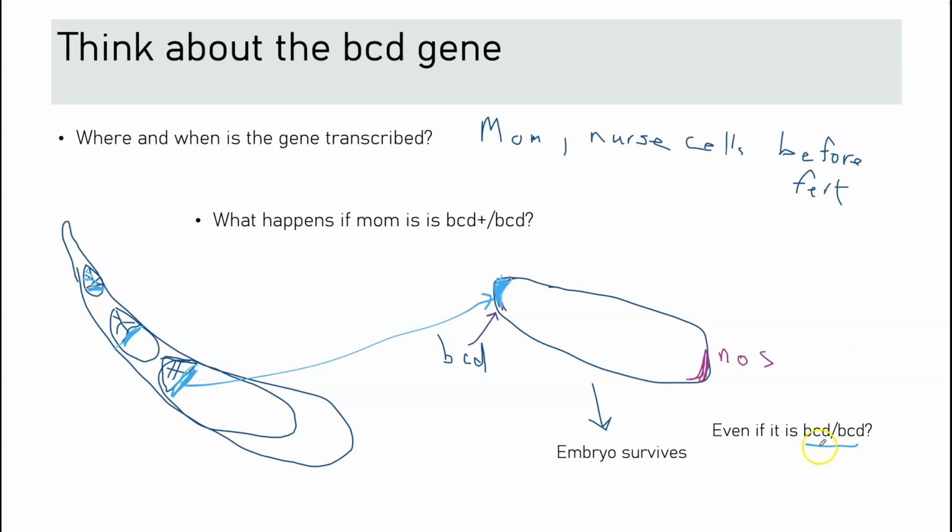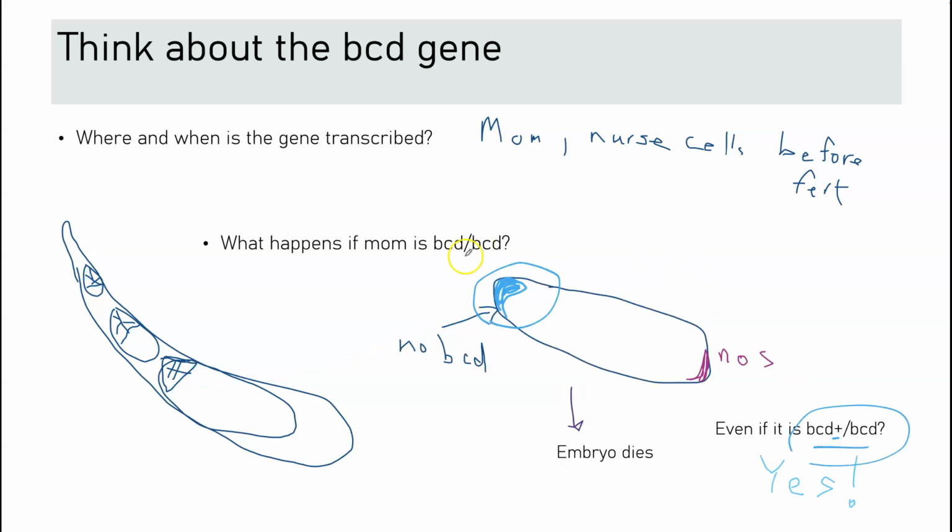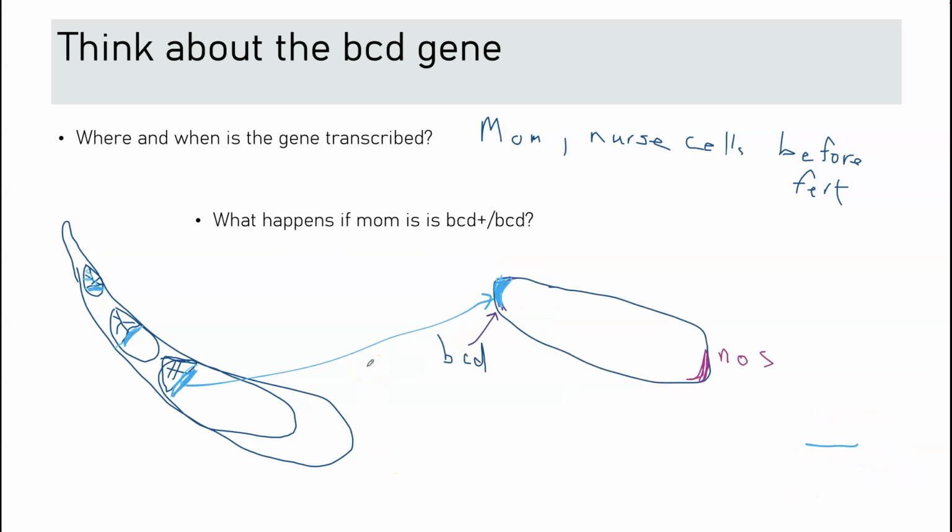Now, when this embryo grows up, if it's a female, it's back in this situation. If the embryo is a female, it's going to be sterile because it is mutant for bicoid, and now it's not able to put that RNA into the oocyte as it's supposed to do.